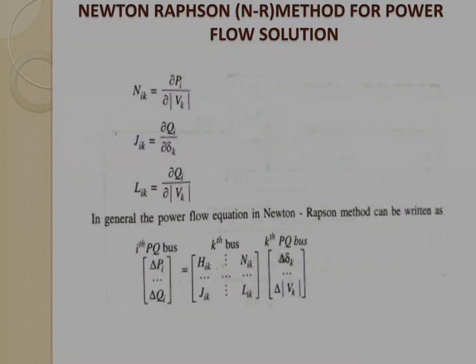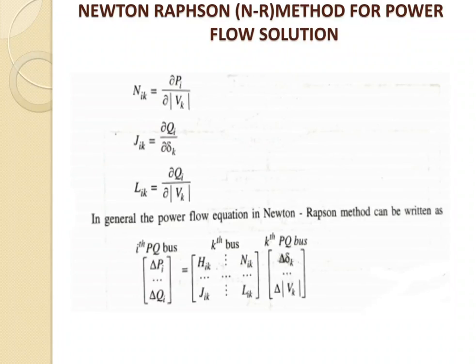del Vk. So in general the power flow equation in the Newton-Raphson method can be written as del Pi, del Qi, equal to Hik, Nik, Jik, Lik, times del delta k and del Vk. That is, we go for the active power and reactive power for the ith PQ bus, whereas the Jacobian matrix is for the kth bus, and the last one is the PQ bus, up to the Q side. So this is regarding the Newton-Raphson method.